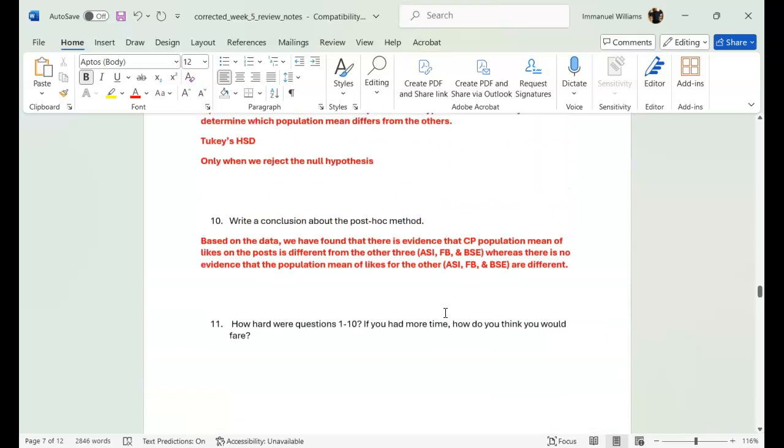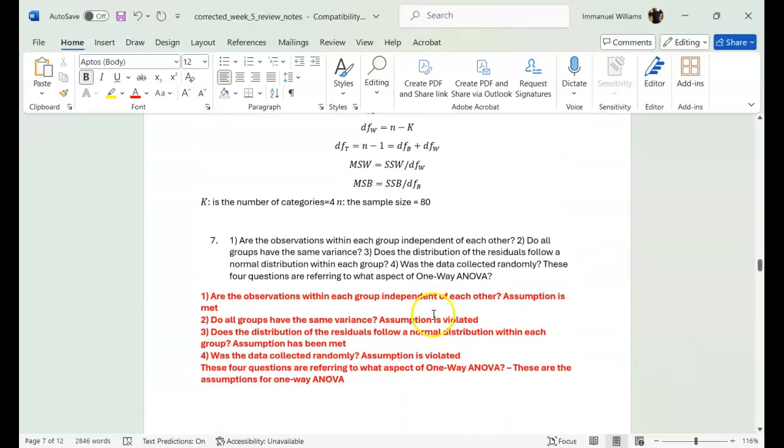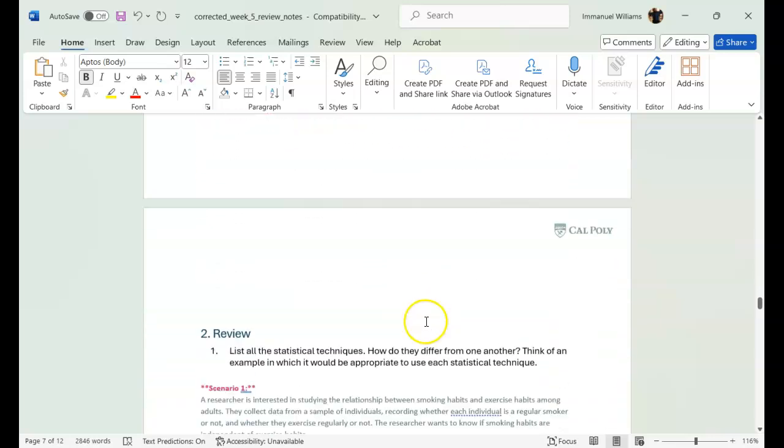So that's good. All right, so with that being said, good work. The last part of the notes is a review.